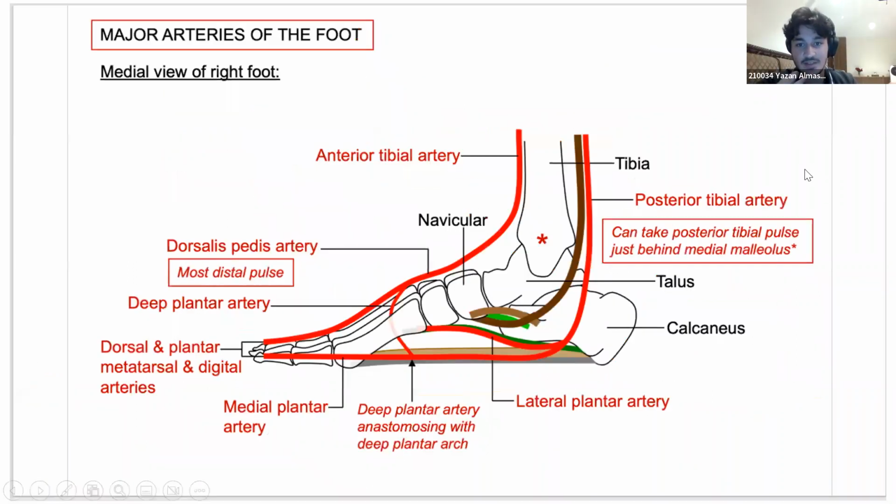And I hope you all find it easy now. Okay, so this slide, this is the medial view. You probably don't need to know anything from here except two things. So what are these two things?